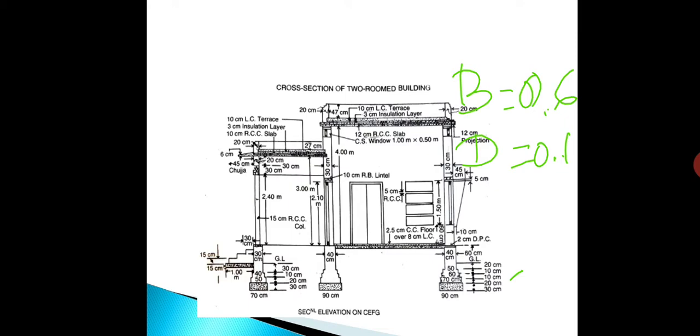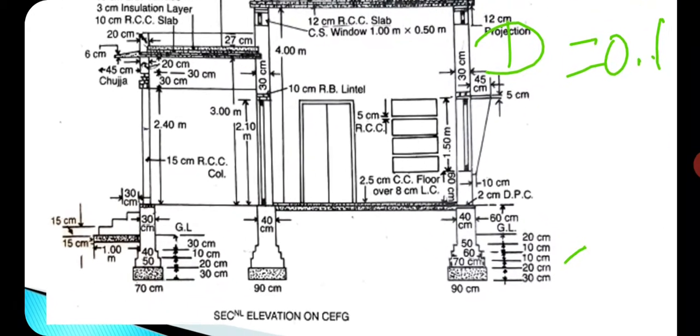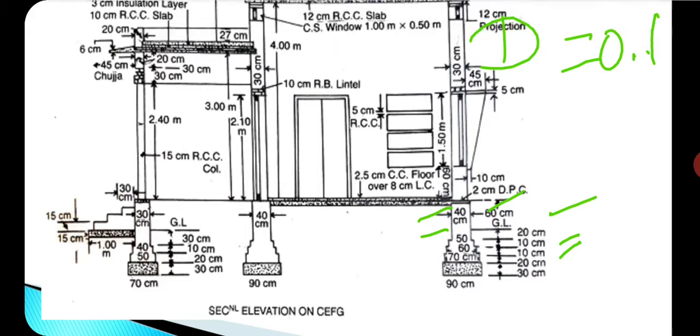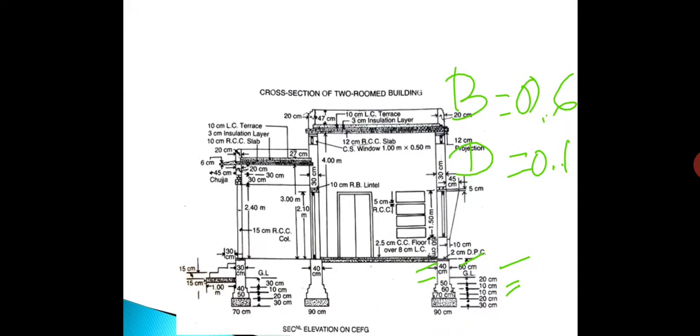Similarly, while calculating third footing, the width becomes 50 and the thickness is 10. Then for plinth wall, the width becomes 40 and the depth becomes 80. So now we will move to the details of measurement form.